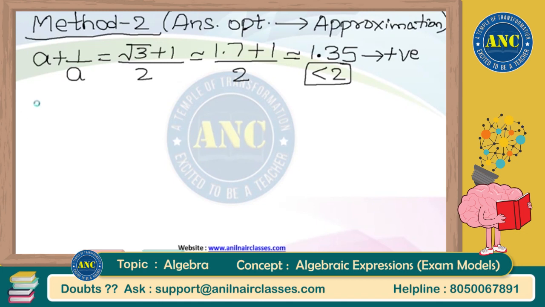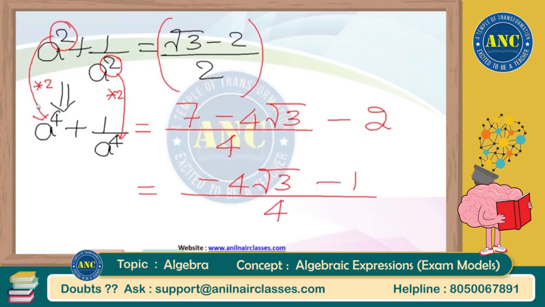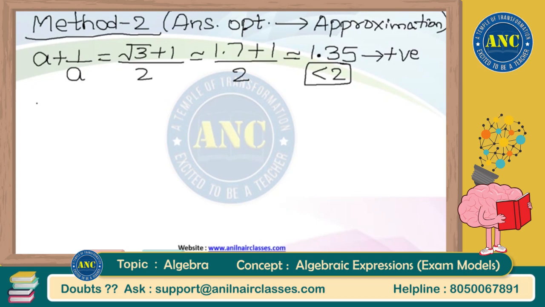Now see here. What is the question? Question is a power 4 plus 1 by a power 4, right? Now forget about a power 4 plus 1 by a power 4. Let me find a square plus 1 by a square. Now I am sure that you know how to solve it. Power is 1 here. Power 1 is becoming 2, doubling.